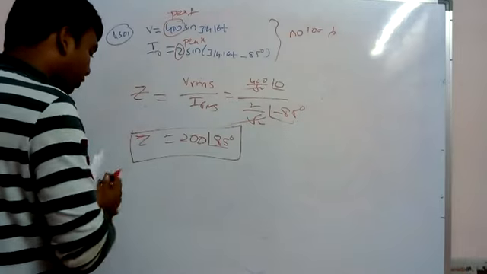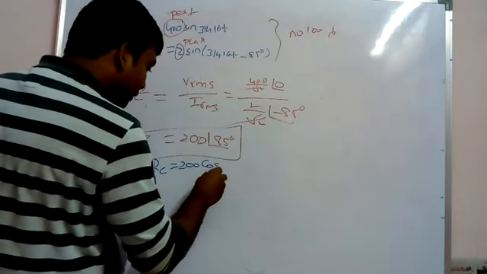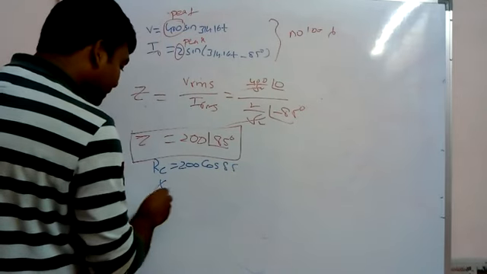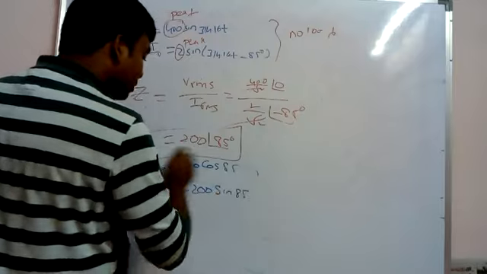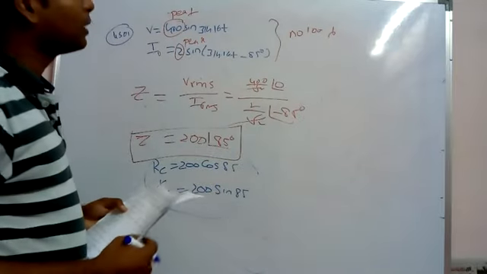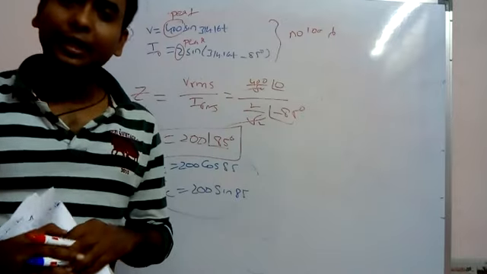Now if you want to find RC, RC is 200 cos 85 degrees. What is XC? 200 sin 85 degrees. So though this problem looks simple, in future we will increase the difficulty level. Thank you.